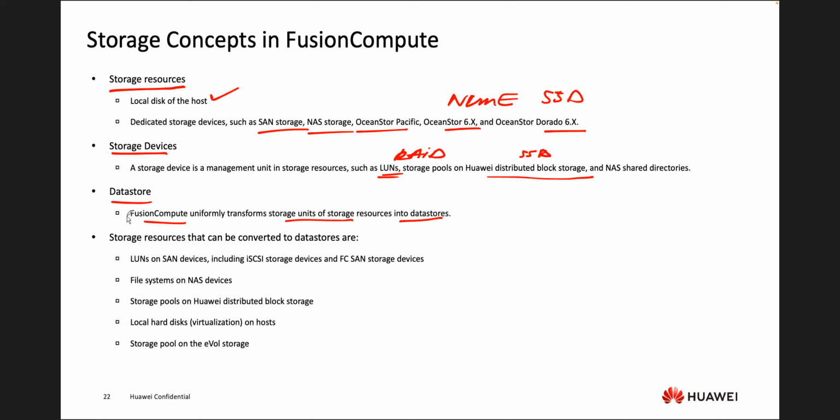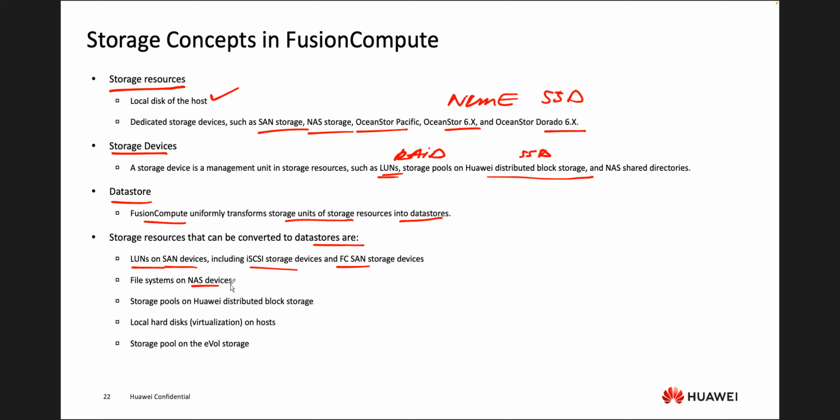A data store could be the LUNs altogether that the system sees as a data store. That's where you would normally store the files for your operating systems. Then you also have storage resources that can be converted into data stores, so your LUNs on your SAN devices, your SCSI storage devices, and your Fiber Channel SAN storage devices.